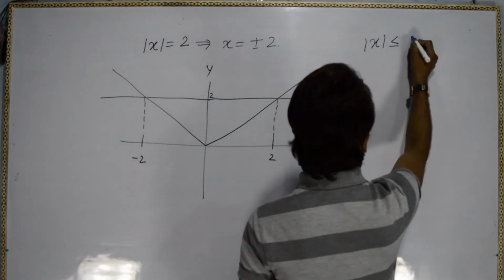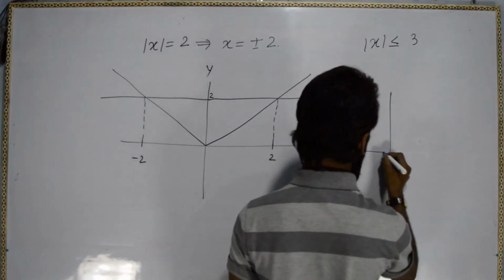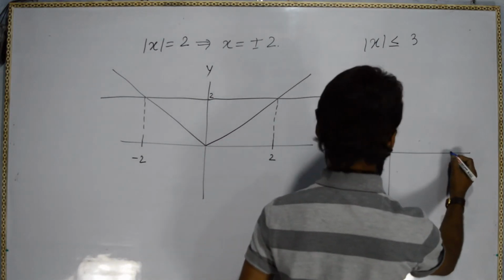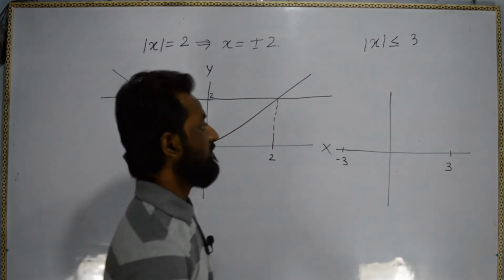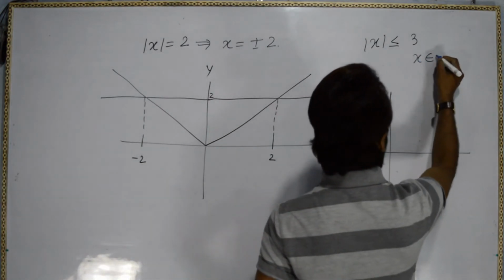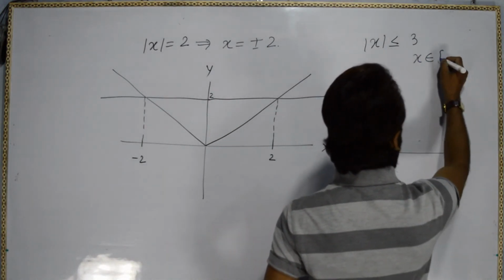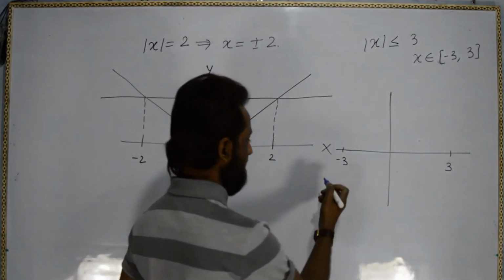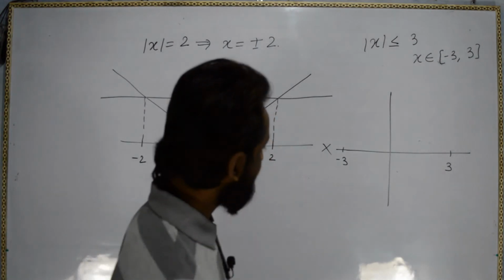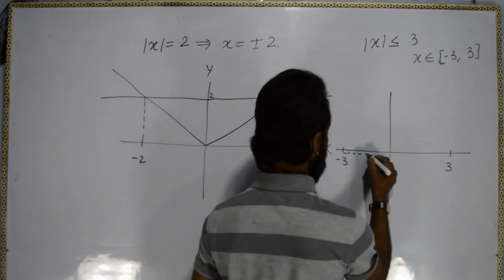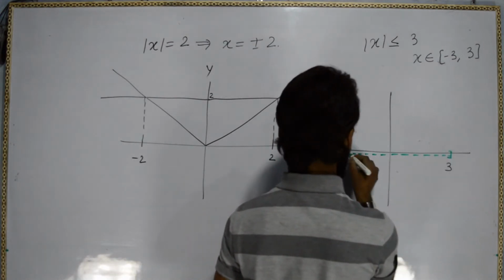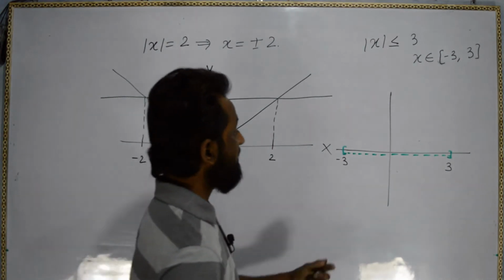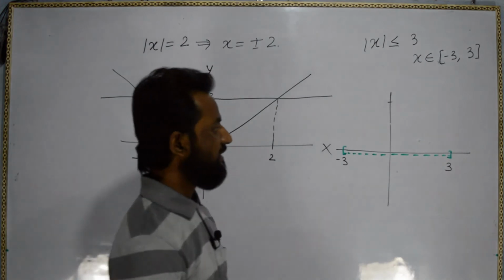Let us try mod x less than or equal to 3. If I say here it is minus 3 and here it is plus 3, of course we will get x value, x belongs to closed minus 3 to 3. So all these values from minus 3 to 3, it will take all these values on the x-axis, including 3 and including minus 3. So the function is mod x less than or equal to 3. So it will go like this.